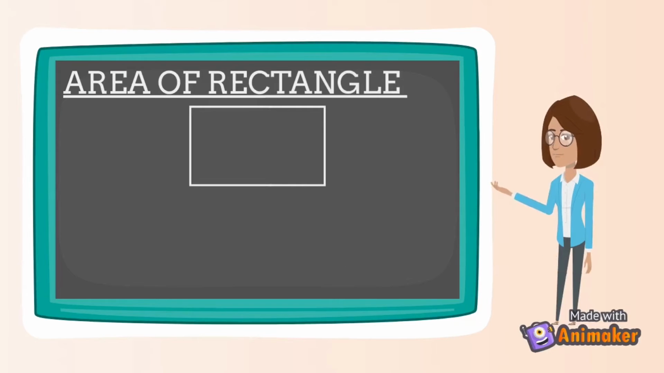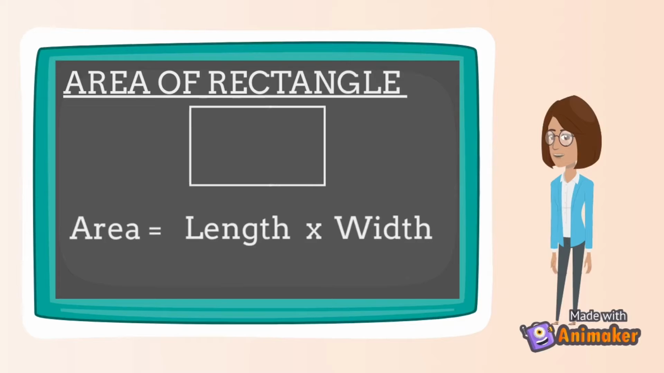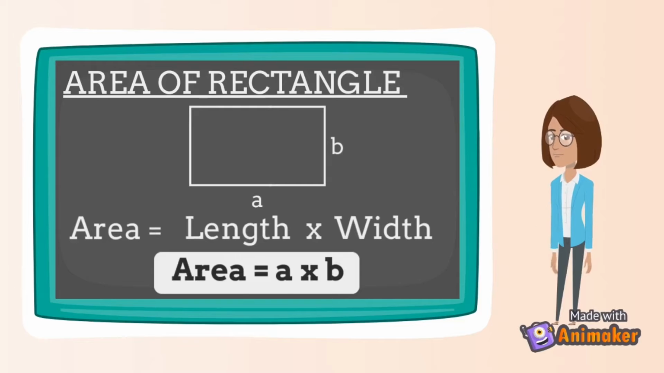For example, the area of a rectangle is length times width. A represents the length of the rectangle while B represents the width. So, the formula for the area of a rectangle is AB.